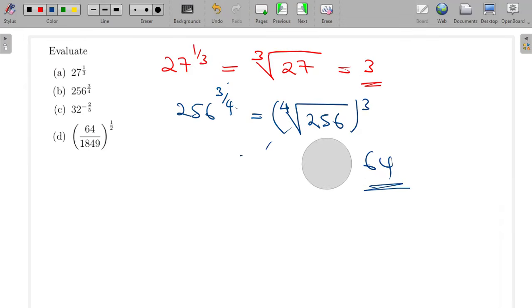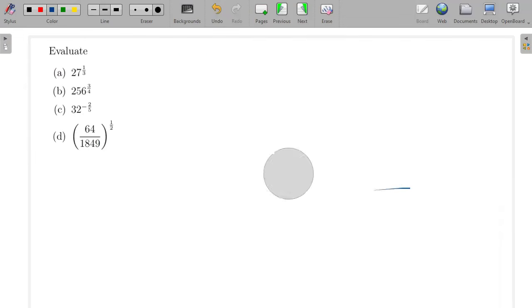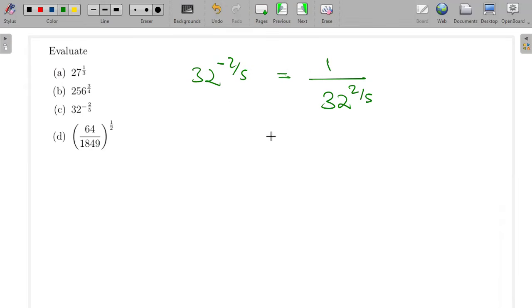Let's move on to the next one. So next we have 32 to the negative 2 over 5. What are we going to do? Let's write this in standard form, where we say 1 over, because we want to get rid of the negative power. So 1 over 32, with the 2 over 5 remaining here.